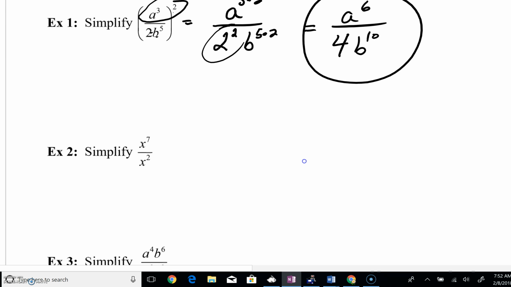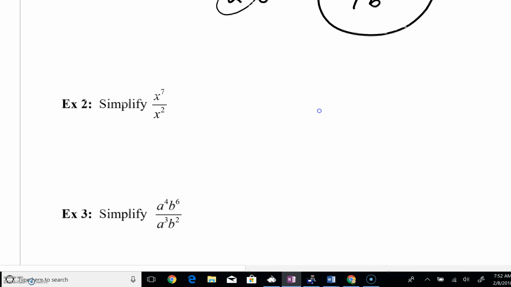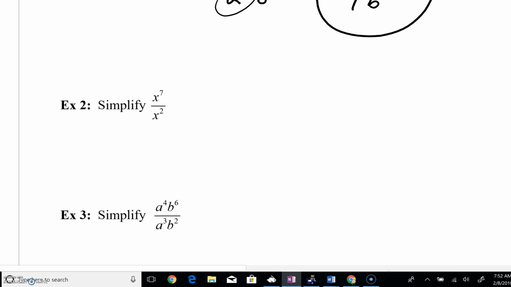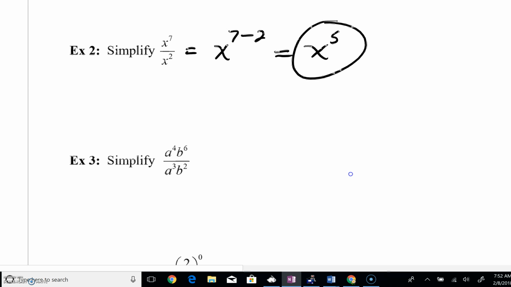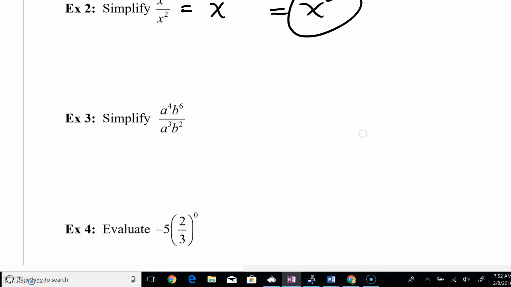Number 2, way simpler problem. Here's where we're going to take our powers and do what kind of math? Subtract. It's always top minus bottom, guys. Top minus bottom. 7 minus 2, you'd say, well, that's just a 5, and we're done. Right? Some of these you're going to do in just a couple of seconds.